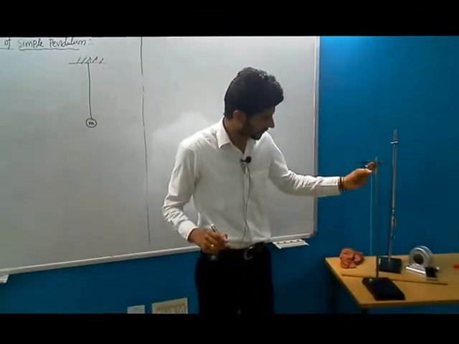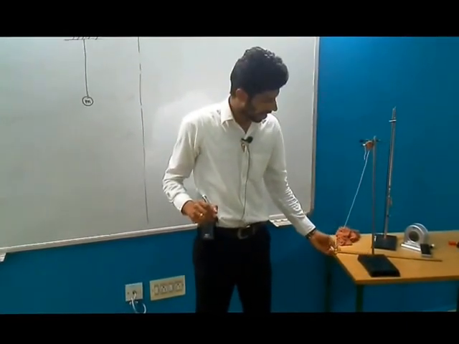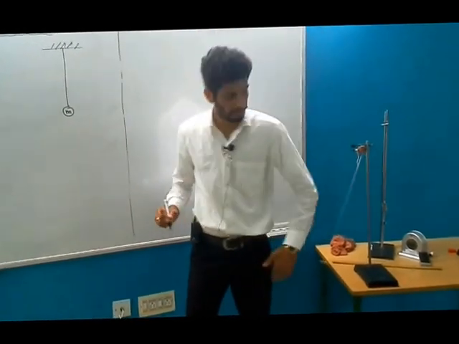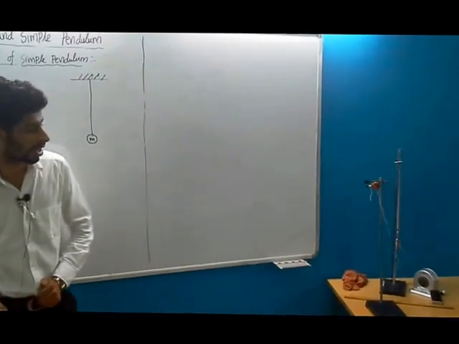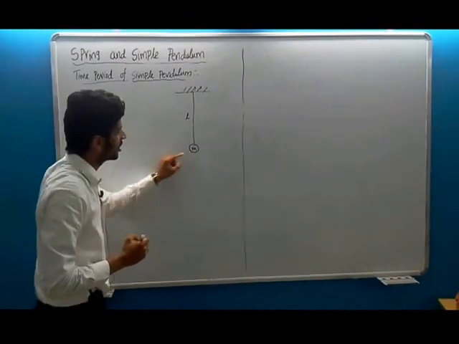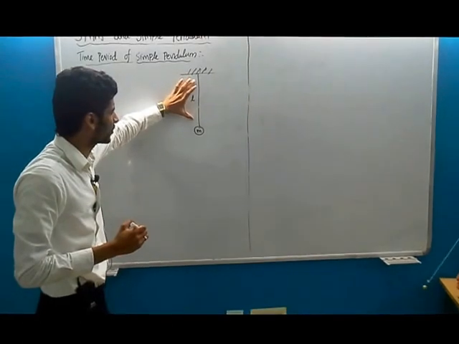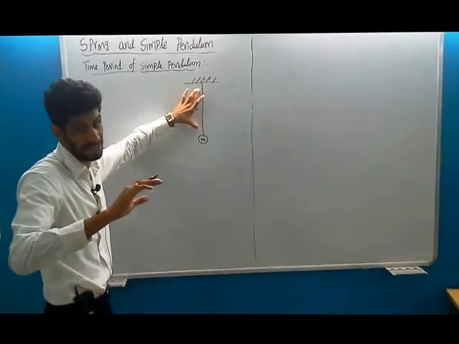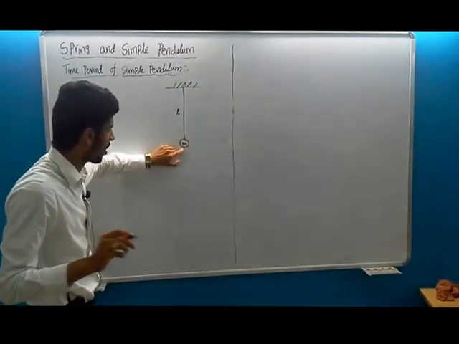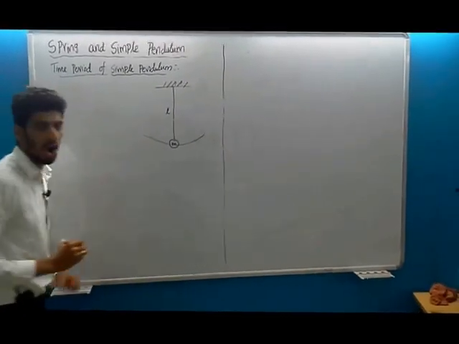So here it is, a simple pendulum. One end of the string is fixed at the point of suspension, and the bob is here of certain mass m, which is made to oscillate front and back. Now it is executing simple harmonic motion. Let me say L is the length of the string, and m is the mass of the bob. So I measure L. Remember, I have to have a string which is inextensible, so the length should not vary.